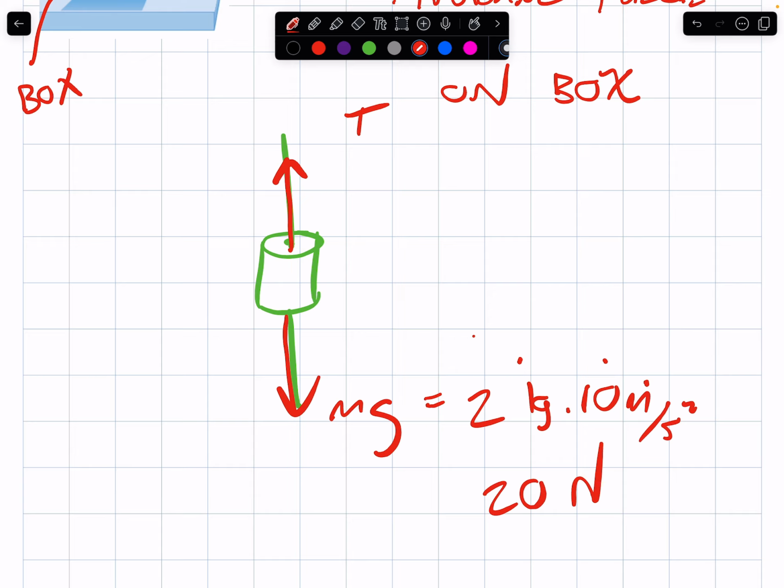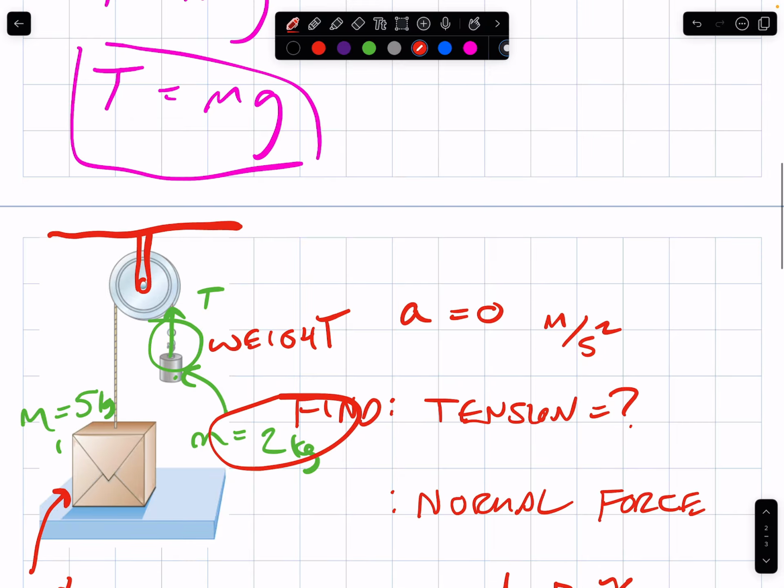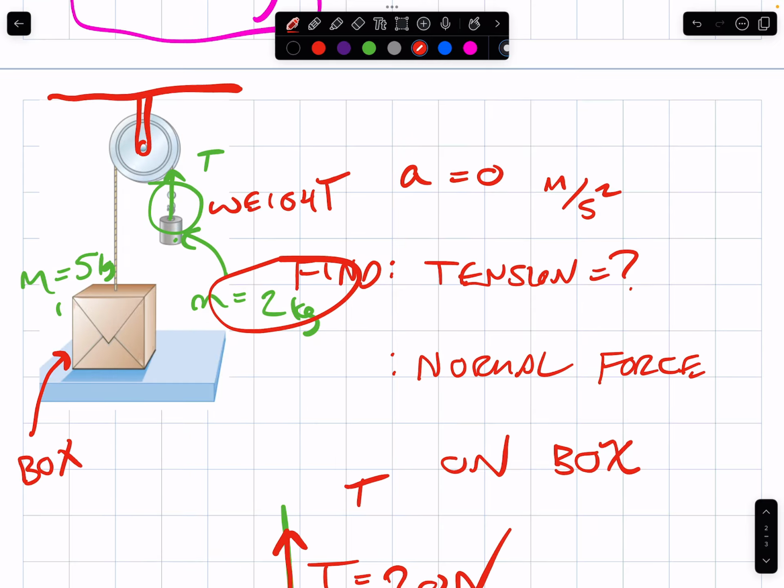So then how large does this tension have to be? It's got to be 20 newtons, because the acceleration of the system is 0. It's not going anywhere, so the net force on all these components is 0. So this tension acting in this string right here is 20 newtons. Now, the second part of the problem is to figure out the normal force acting on the box. So I'm going to draw a free body diagram of the box, all right?